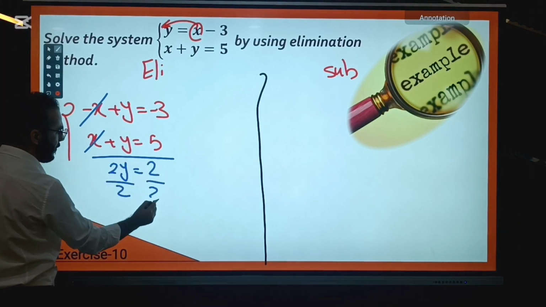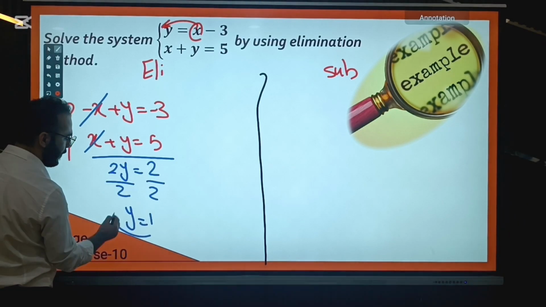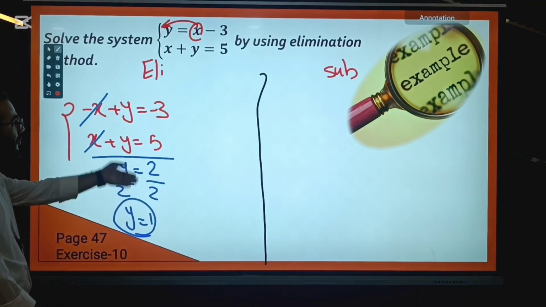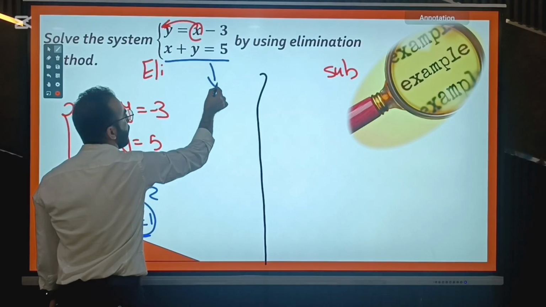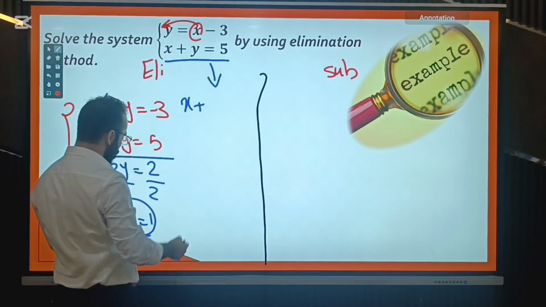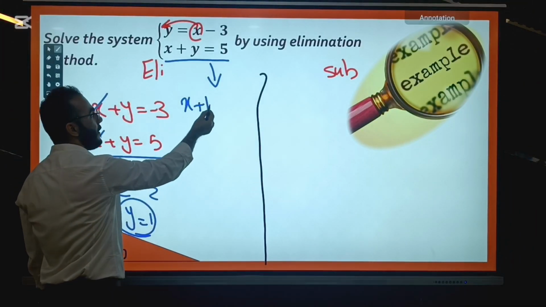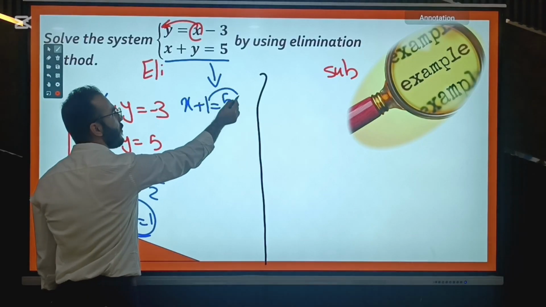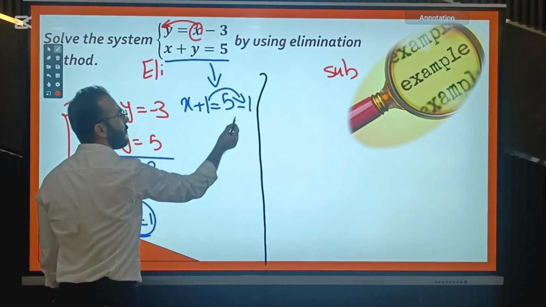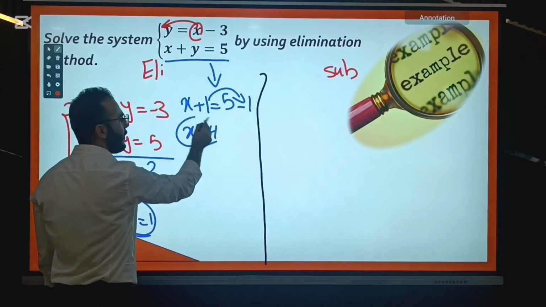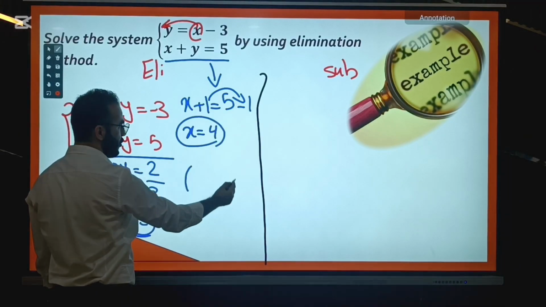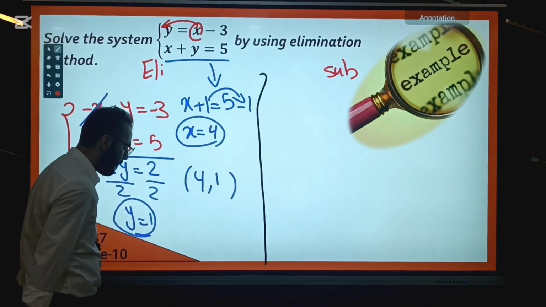Divided by 2, divided by 2. So y equals 1. Now substitute it into one of these equations. I would like to use the second one. x plus y, which is 1, equals 5. Move this 1 to here, so it becomes negative 1. x equals 5 minus 1, which is 4. You got x and y, so the solution is 4 and 1.